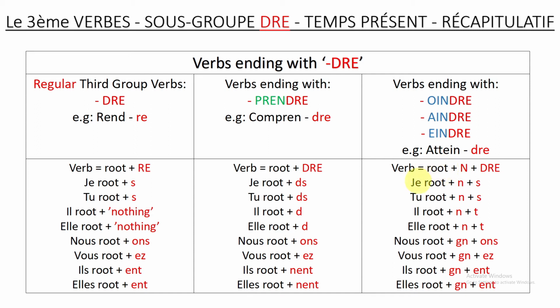Okay? So for je, it will be root plus N plus S. So that DRE I'm removing and I'm putting S. For tu, root plus N plus S. Il, root plus N plus T. Elle, root plus N plus T. Nous, root plus GN plus ONS. Vous, root plus GN plus IZ. Il plural, root plus GN plus INT. Elle plural, root plus GN plus INT.